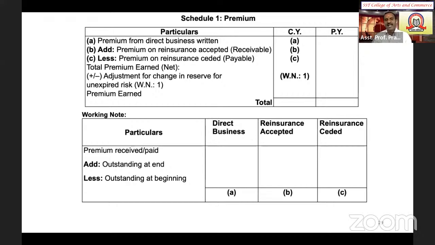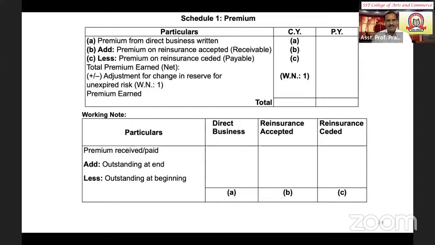Sometimes in the question, outstanding is given. Working note part we have shown here. Sometimes outstanding is given: outstanding for direct business, outstanding for reinsurance acceptance, outstanding for reinsurance ceded. That time, my dear student, always keep in your mind, if there is a closing outstanding, you must add. And if it is an opening outstanding, it must be deducted. So remember that, closing outstanding है तो वो आपको add करना है. अगर opening outstanding है, so it must be deducted.